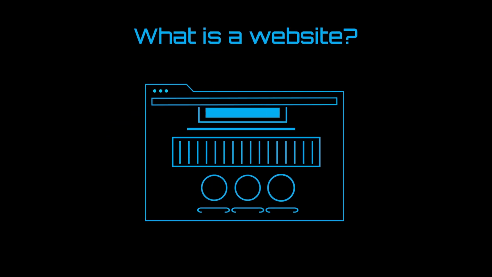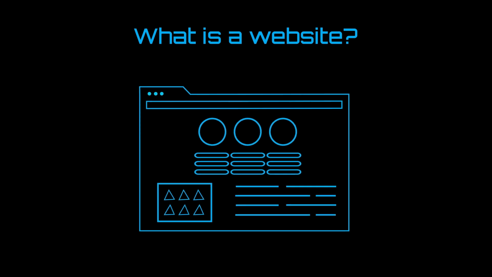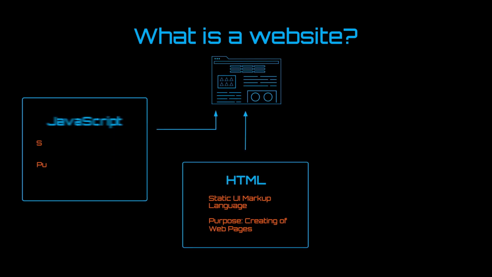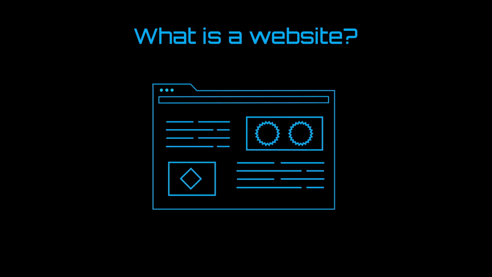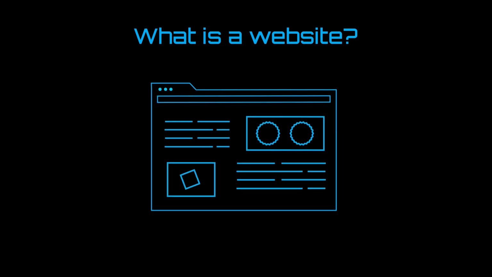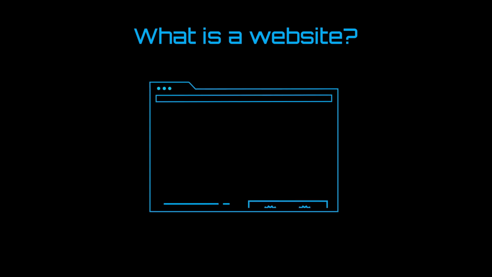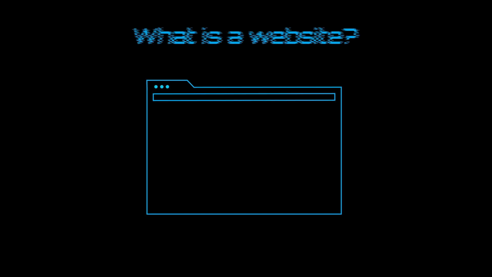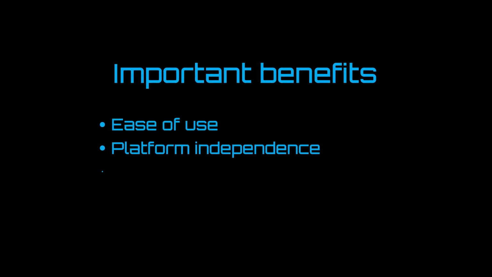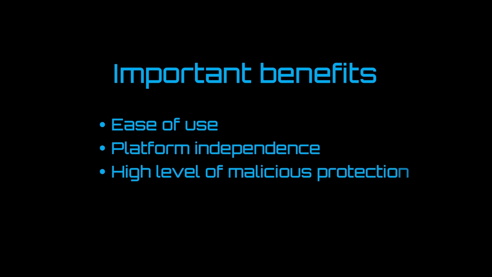What is a website? Three major technologies are used by any site on the Internet: HTML, JavaScript, and CSS. The initial purpose of these technologies is to display text with media, so-called hypertext. This works great for websites, which present mainly text content. The text-based nature of the web has important benefits: ease of use, platform independence, a high level of malicious protection, and intrinsic support of SEO.